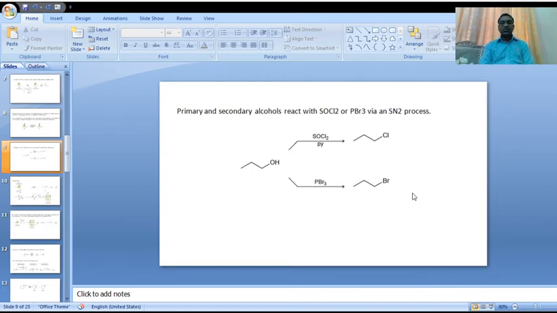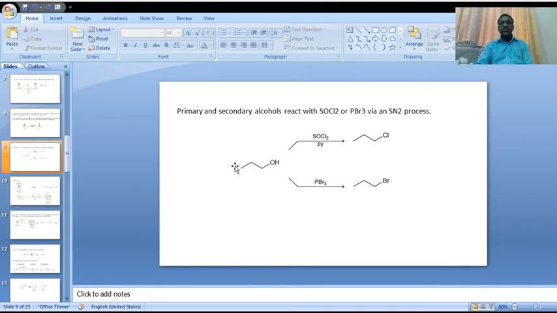Now let us go to another type of reagent we are using. Generally, primary and secondary alcohols react with thionyl chloride, SOCl2, or PBr3, phosphorus tribromide, via an SN2 process. Same, the reaction proceeds in a single step. How is it? We'll discuss.